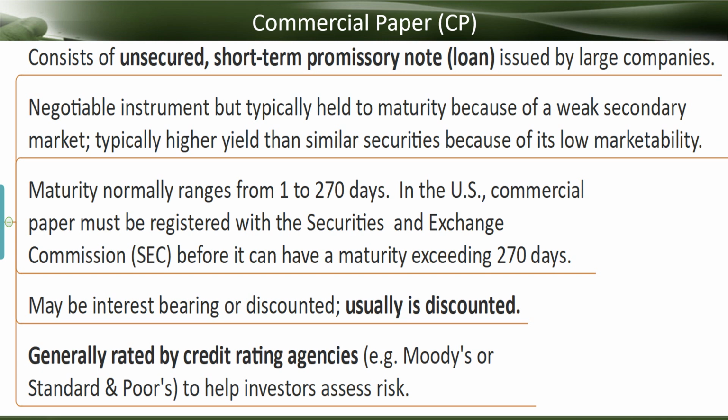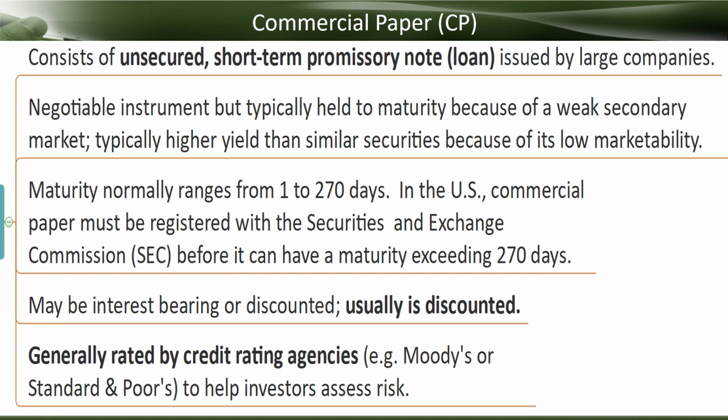Next item is commercial paper, an unsecured short-term promissory note, a kind of loan, usually issued by large companies. It is a negotiable instrument, but typically held to maturity because of a weak secondary market. It has a higher yield than other smaller securities because of its low marketability, and maturity normally ranges from 1 to 270 days.